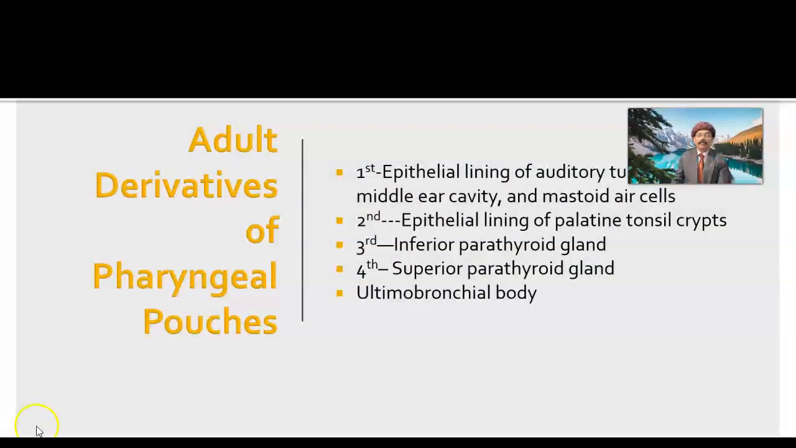Adult derivatives of pharyngeal pouches. From the first pouch: epithelial lining of the auditory tube, middle ear cavity and mastoid air cells. From the second pouch: epithelial lining of the palatine tonsil crypts and also the tonsil, inferior parathyroid gland, superior parathyroid gland, and ultimobranchial body.